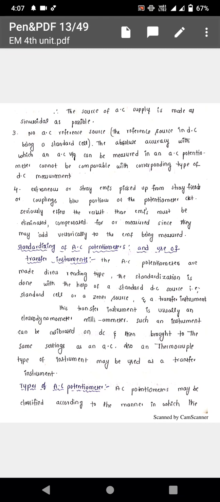In AC potentiometers also we are using DC as a reference source, because of the absolute accuracy with which DC voltage can be measured. The standard cell is DC only. In an AC potentiometer also the standard cell is DC.